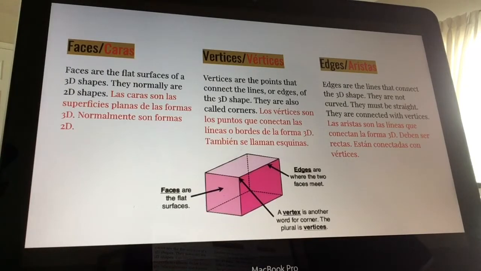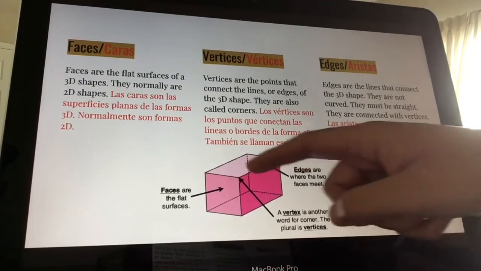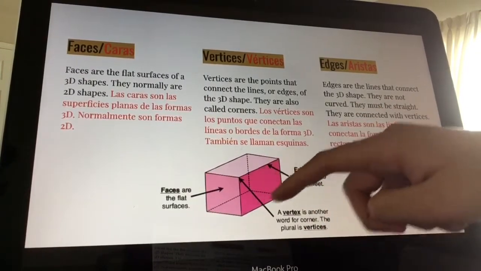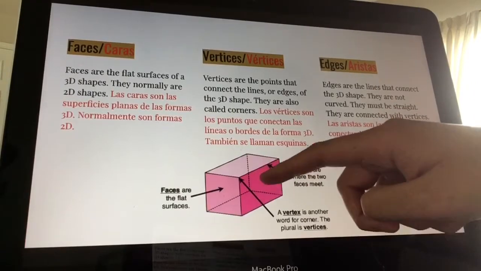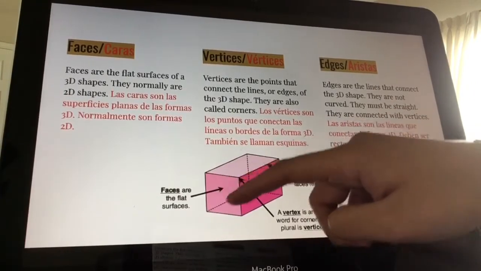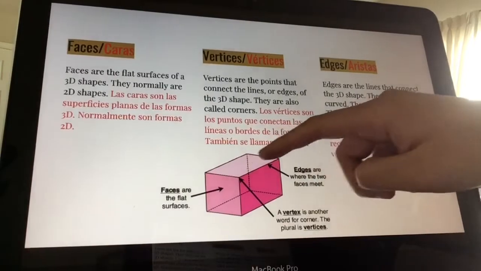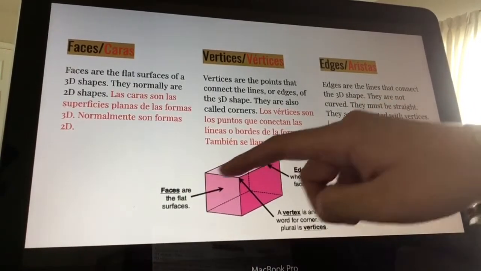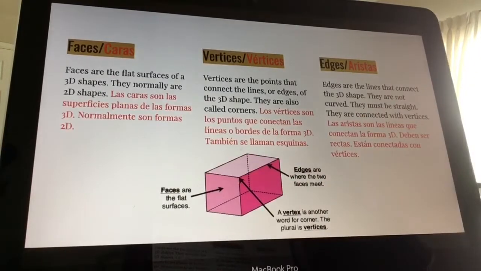Right now when we practice, I'll show you different 3D shapes, and I'll show you the different faces that each shape has, and so you can see that they're all flat. For example, right here, this bright pink side is a face because it is flat. This part is a face. This top part is a face. The bottom part is a face. The back part is a face, and the side part is a face. Okay.